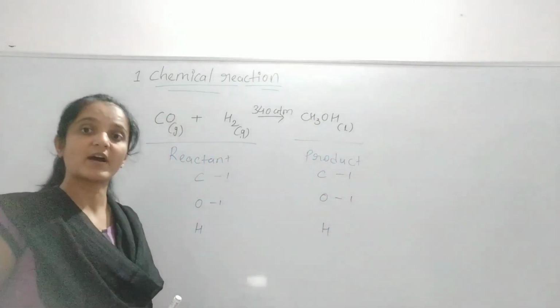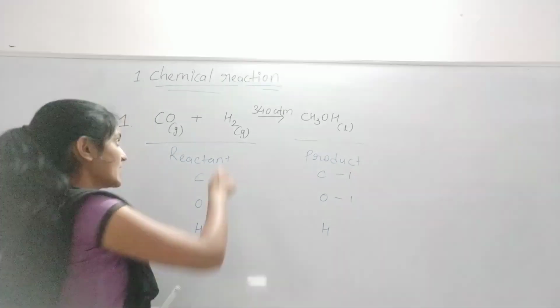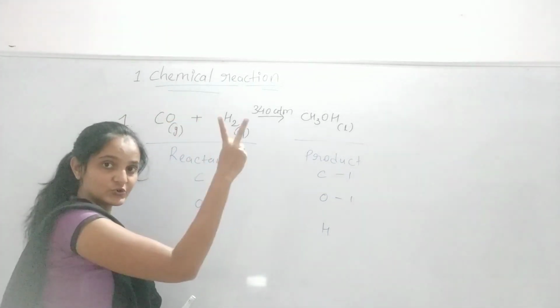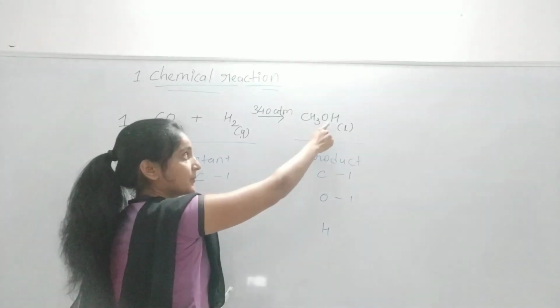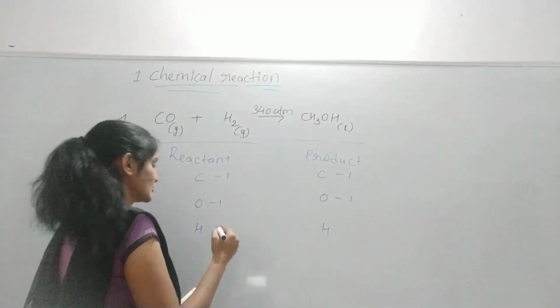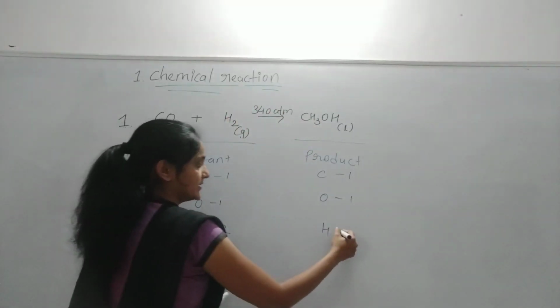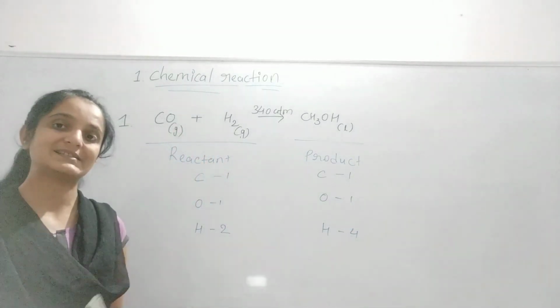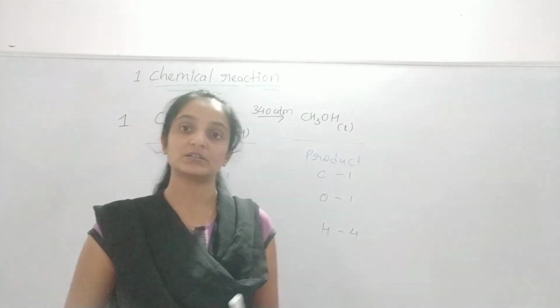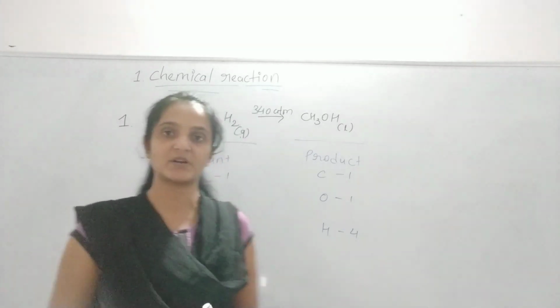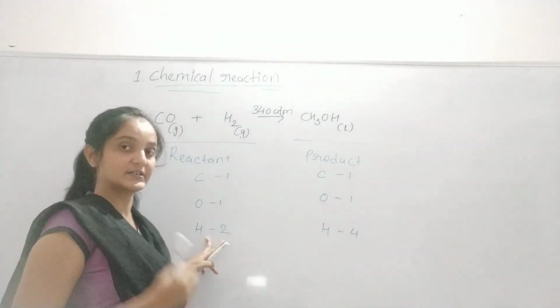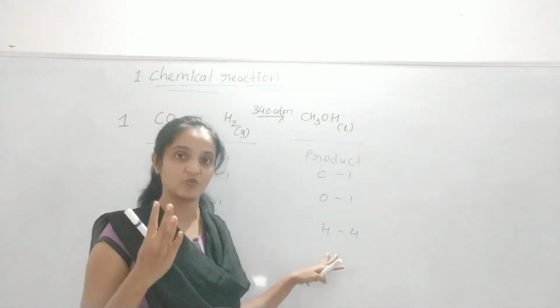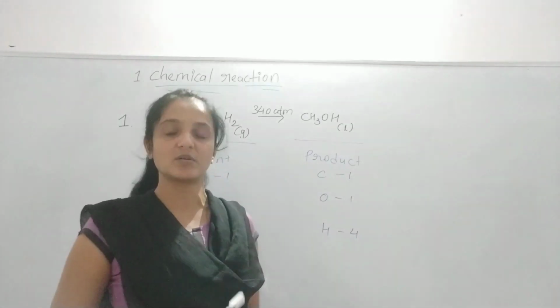Now how many hydrogen atoms are there? Hydrogen atoms in the reactant are 2 while in the product it is 4. So here I am writing 2 and 4. So you can see carbon and oxygen in the reactant and product are both the same. It means balanced, but hydrogen in the reactant is 2 and in the product it is 4. It means it is not balanced.